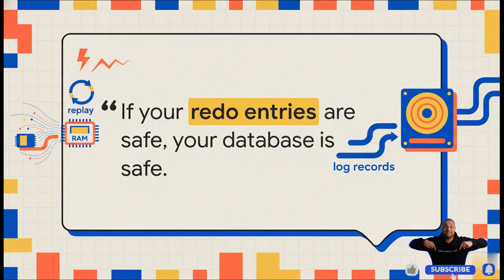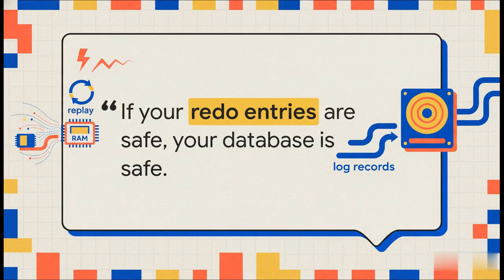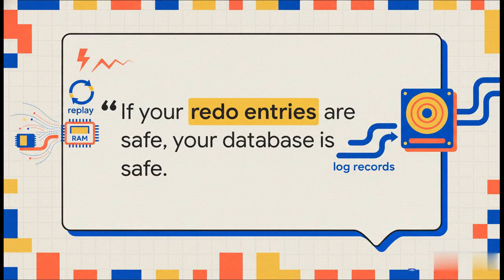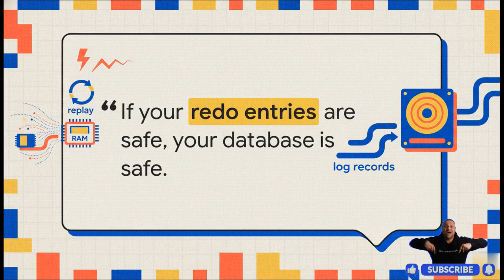And this is the absolute genius of the system. Remember our paranoid friend, the aggressive scribe? The log writer has already written the record of our transaction to a permanent file on the disk. So yeah, the data itself might have vanished from RAM, but the log of what happened is totally safe. And as long as that log exists, the database can automatically replay the transaction when the power comes back on and bring your data right back. Your database is safe because your log is safe.